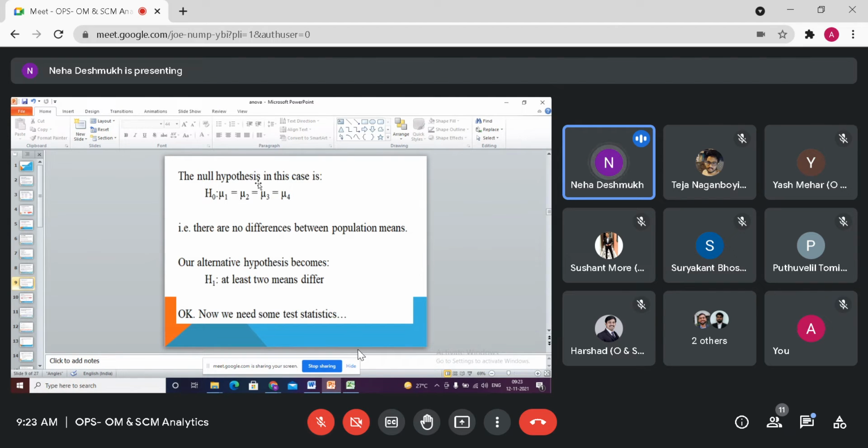One is the null hypothesis, which is in terms of equality of all the means. Okay, mu1, mu2, mu3, mu4. What does this exactly mean? This exactly means that there is no difference between the population means. And the alternative hypothesis is that at least two means differ, or there is some difference between the population means of the samples, right?